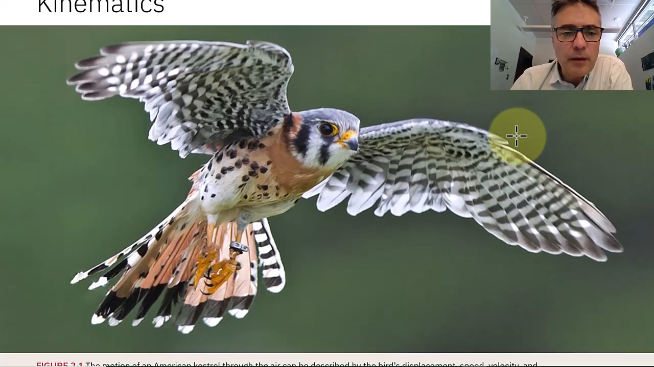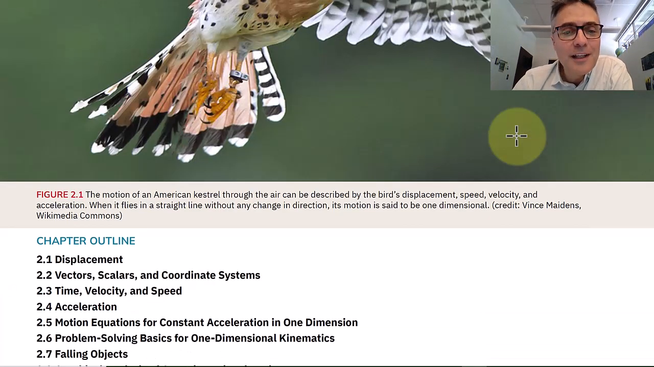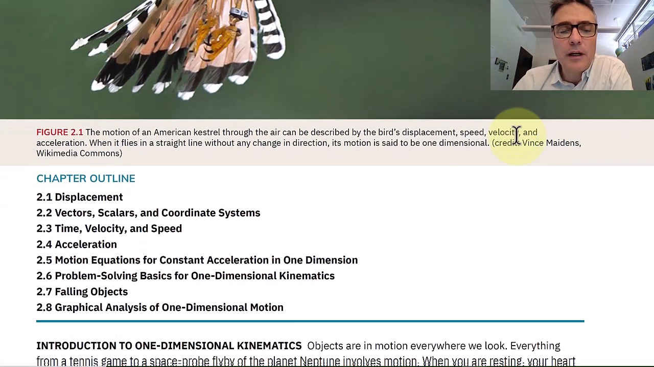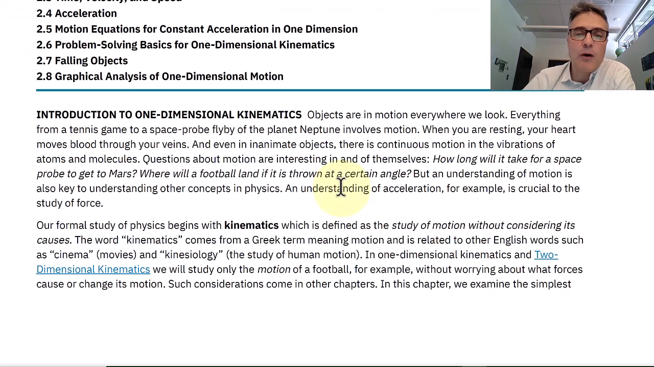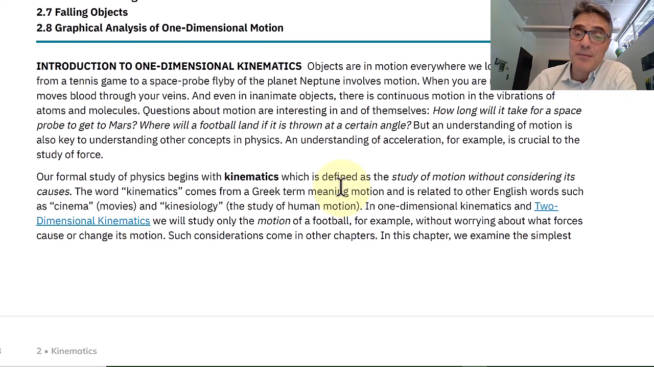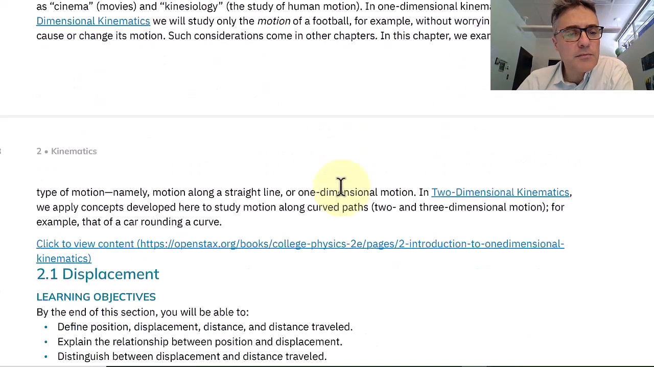So it starts at PDF page 55. There's a kestrel flying through the air. So basically, kinematics means how things move, as opposed to dynamics, which is sort of why things move.